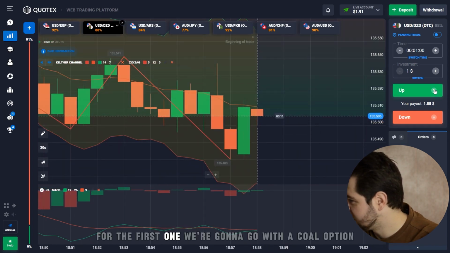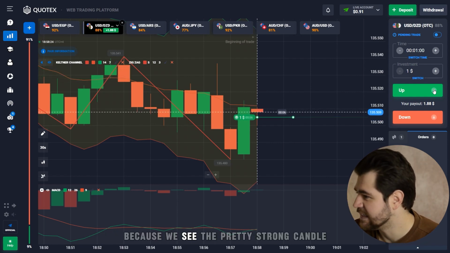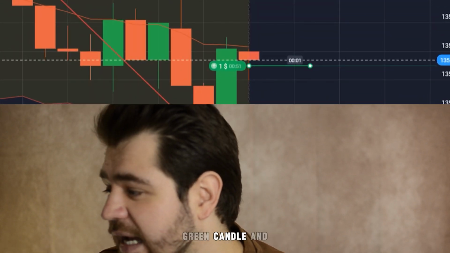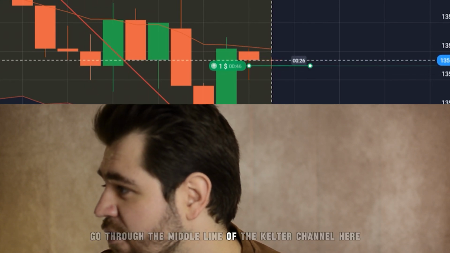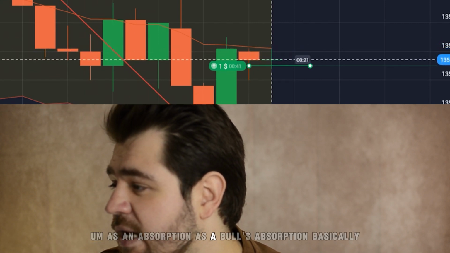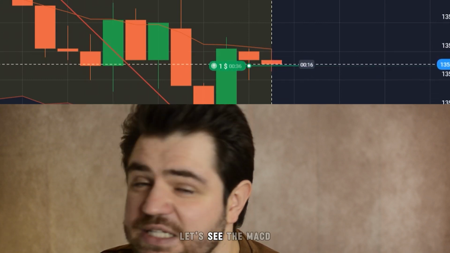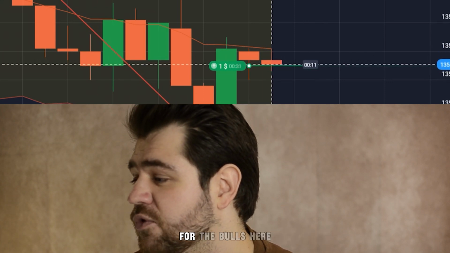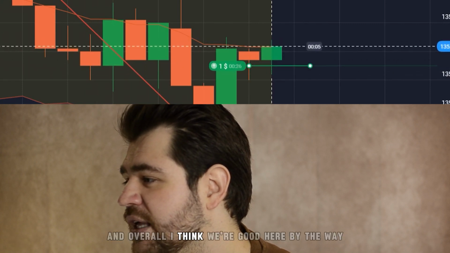for the first one, we're gonna go with a call option because we see a pretty strong green candle, and I believe we're gonna go through the middle line of the Keltner channel here as an absorption, as a bull's absorption, basically. But yeah, let's see. The MACD is also showing us a pretty optimistic result for the bulls here, and overall I think we're good here.